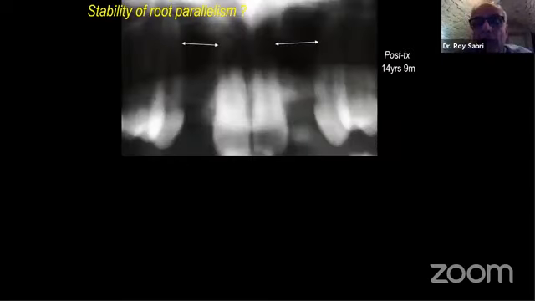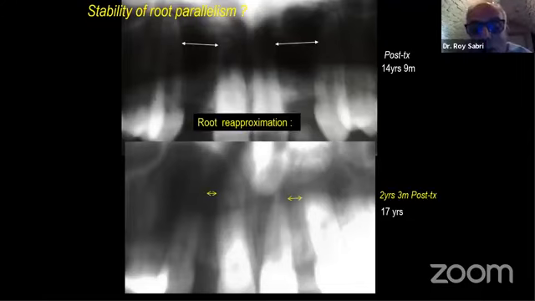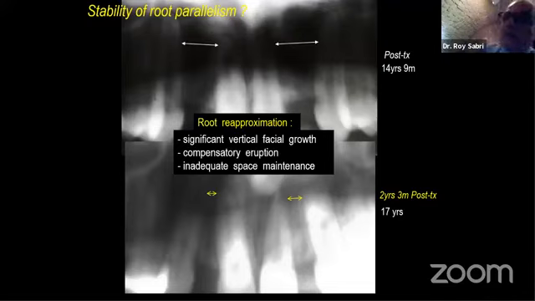Okay, first, root parallelism. This patient at the end of treatment, she's a girl. And here she is at age 17. Relapse of root parallelism. Okay, this is very rare. It happens with friends and family. In fact, her brother is a friend. He's a periodontologist. It always happens with friends and family.